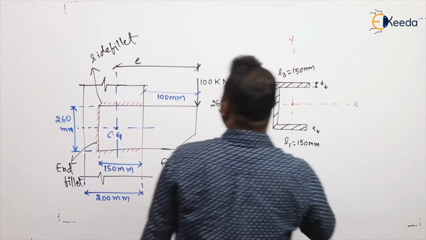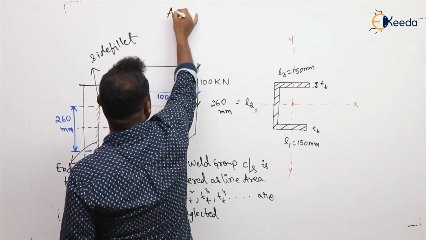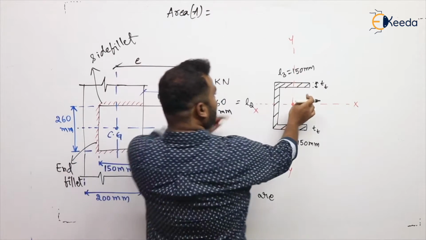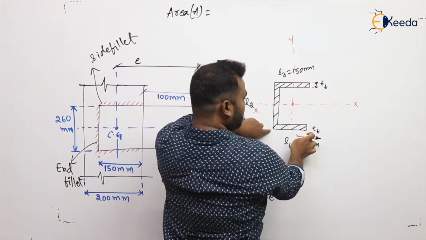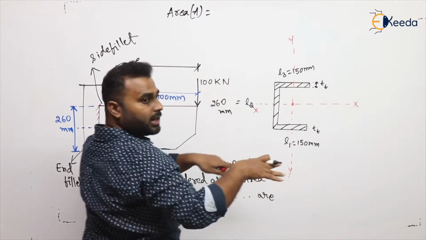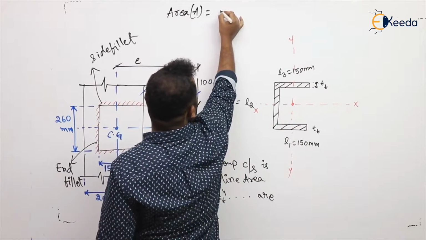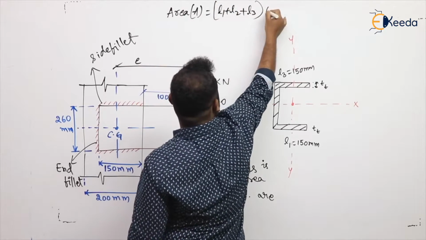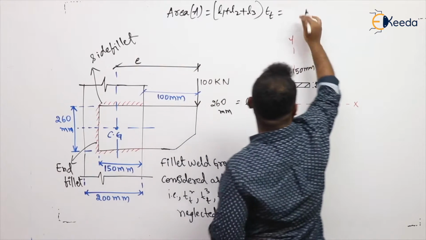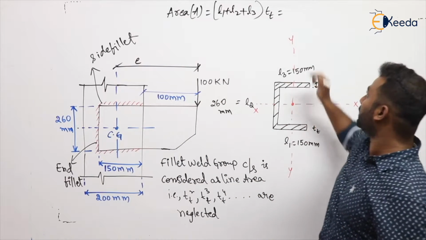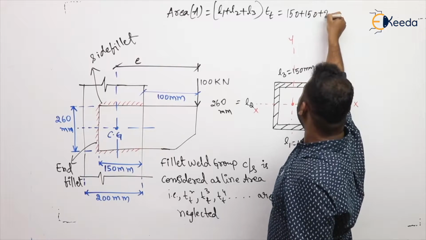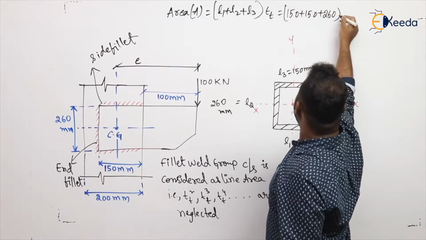First, find the area of the fillet weld. So here I'll write area A. Area is nothing but the area of this one and this one and this one. So adding all these, we'll get the area. That is L1 plus L2 plus L3 into TT, which comes out to be 150 plus 150 plus 260 into TT. That is the area.